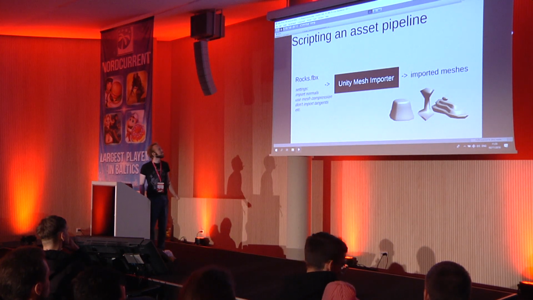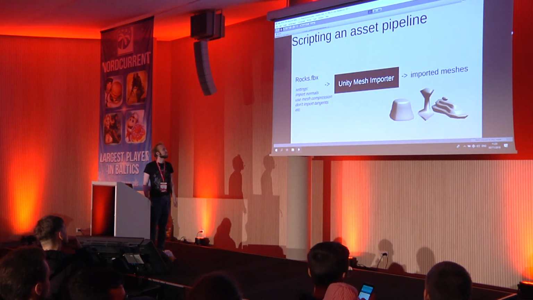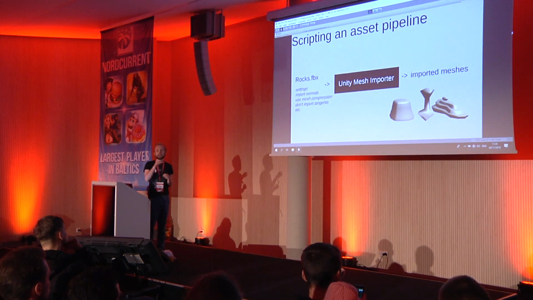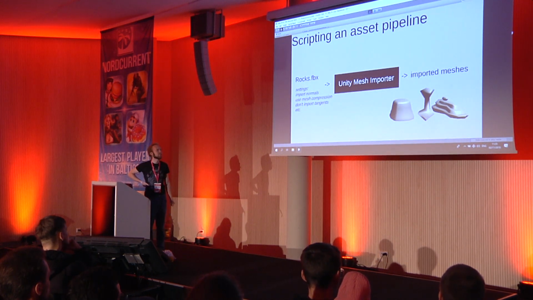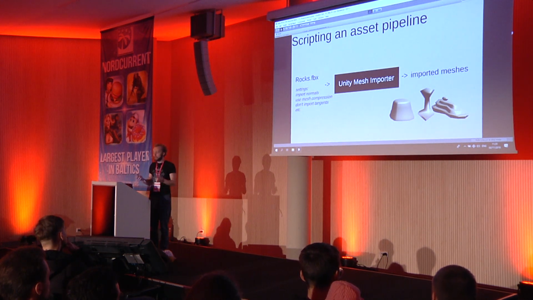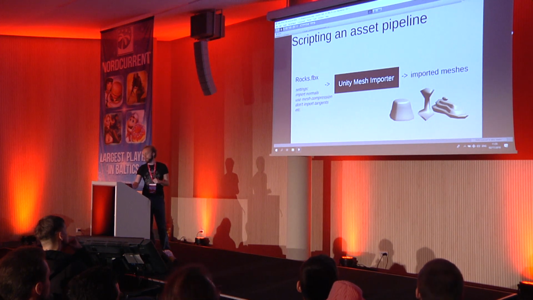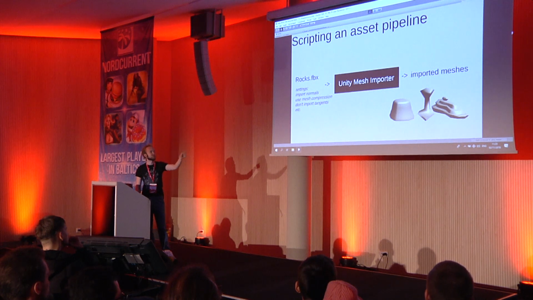So in Unity you have files, for example FBX files with your models inside. And you have a bunch of settings where you can decide, for example, if you want to import normals or not. And then you have Unity's mesh importer, which is this black box that you can't really interact with. So basically, you give the settings and the mesh files to Unity, and it's going to spit out a bunch of objects that you can use in the engine, like these pretty rocks.